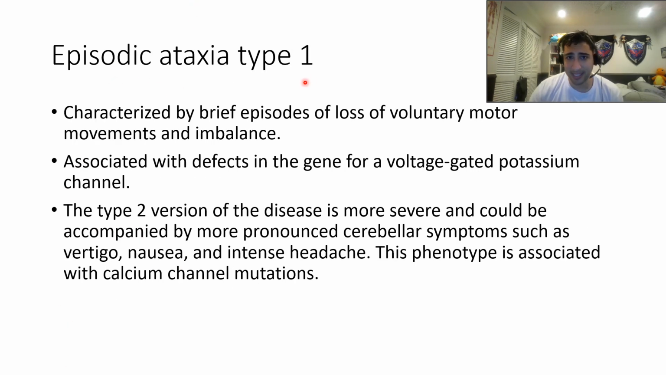In episodic ataxia type 1, you have defects in a voltage-gated potassium channel, which causes brief episodes of sudden ataxia, which is imbalance, loss of voluntary motor movements. In the type 2 version, it's way more severe, and you have cerebellar symptoms, and it's associated with a calcium channel mutation. Those symptoms can include vertigo, nausea, and intense headaches.